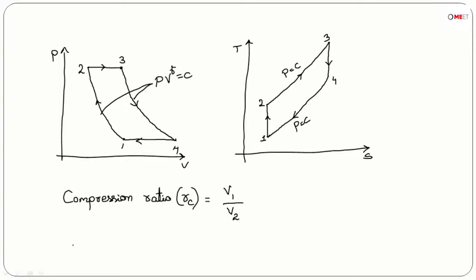Now let us go for another ratio called pressure ratio here. So pressure ratio in this particular case is the maximum pressure, that is P2, by the minimum pressure, P1, or you can also write this as P3 by P4, because process 2 to 3 is a constant pressure process, and at the same time process 4 to 1 is also a constant pressure process. So in this particular case, this pressure ratio plays a very important role.